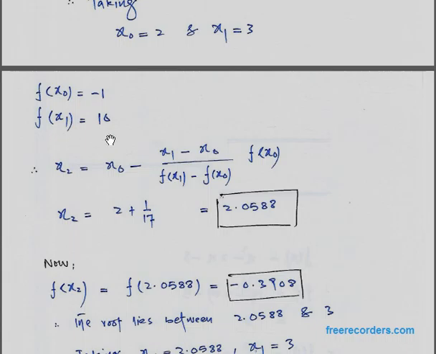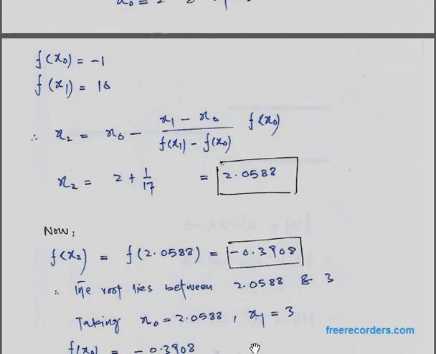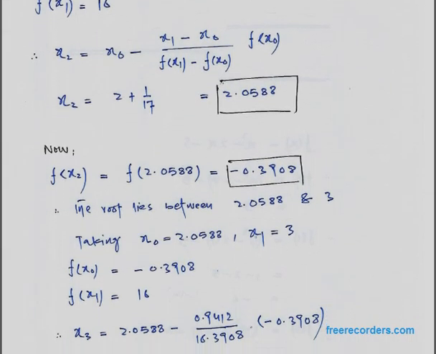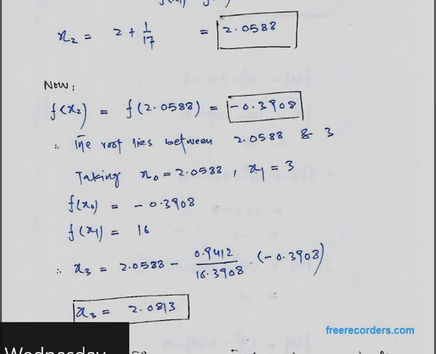The value at x1 was positive, and here it is negative, so these both are opposite values. Our root lies between 2.0588 and 3. So now we will take x0 as 2.0588 and x1 as 3, and again we put them into the formula, with 2.0588 and minus 0.9412 divided by 16.3908 into minus 0.3908, and we find the value x3, which is equal to 2.0813, and so on.